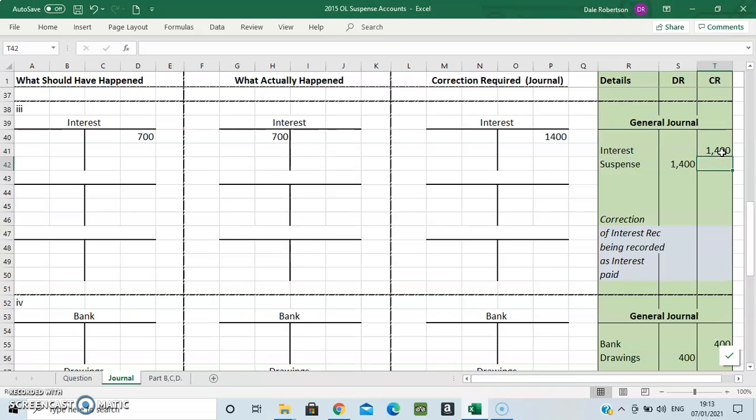And again, we have nothing to play that against, so that's a suspense account figure there. 1,400 here going to 1,400 here. Suspense. Correction of interest received being recorded as interest paid.